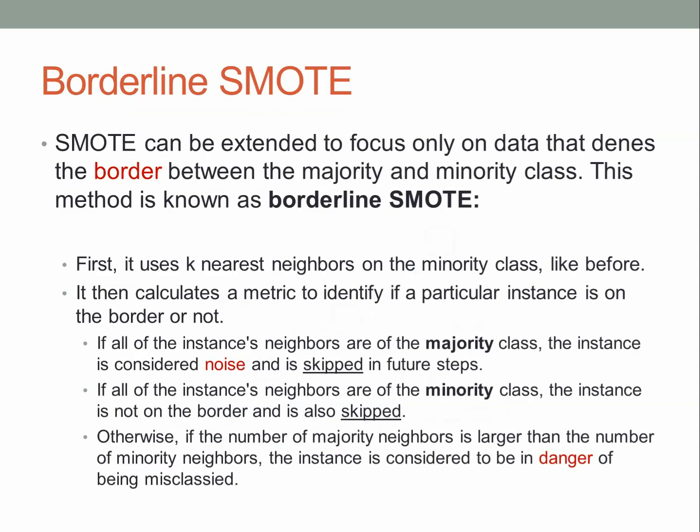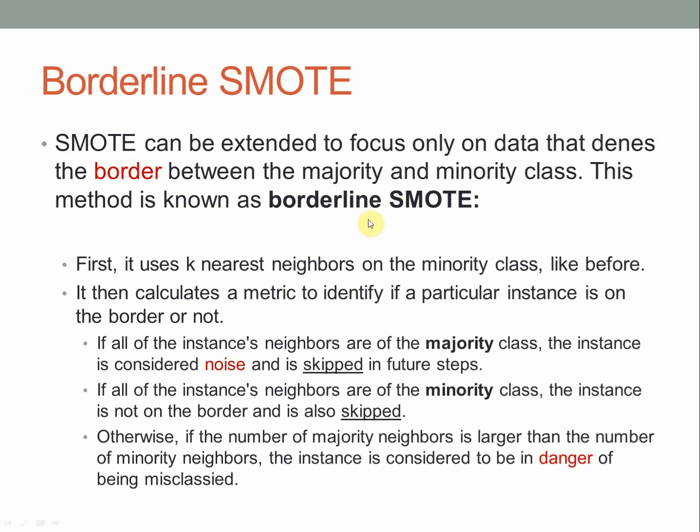On the other side, an even more sophisticated way is what we call Borderline SMOTE. So SMOTE can be extended to focus only on data that defines the border between the majority and minority class. This is super ideal for SVM because SVM is trying to use the borderline to create a maximum margin hyperplane between the two classes. So Borderline SMOTE is a very useful way, especially if your classifier is SVM.